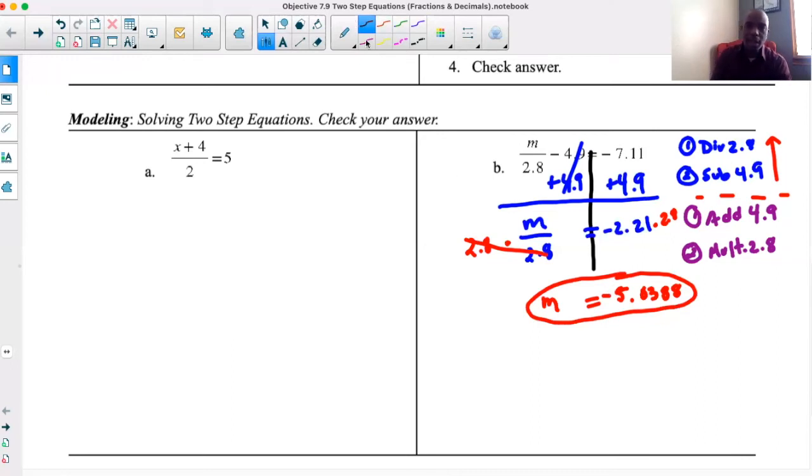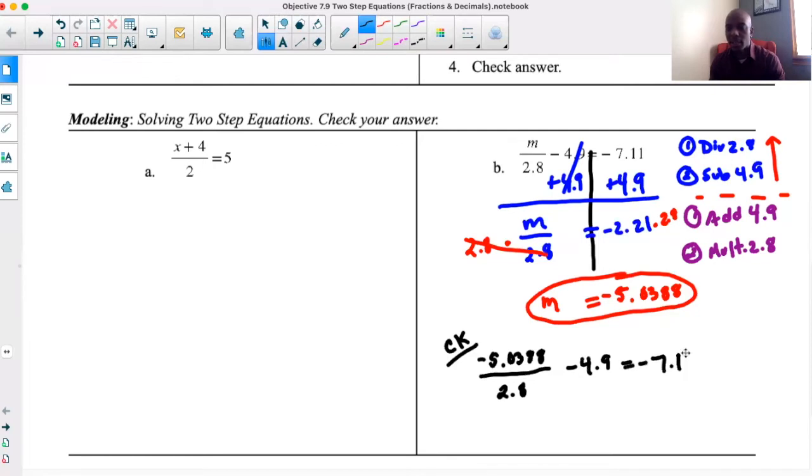Now, I am going to go back and check my answer because I do want you to get into a habit. Every problem on this worksheet, go back and check your answer. Even when it gives me a weird decimal like this, yes, okay? We'll put this all over 2.8. I'm going to subtract 4.9. And I want to see if that's going to equal negative 7.11. Okay, this is my check. First thing I'm going to do is divide this answer by 2.8.